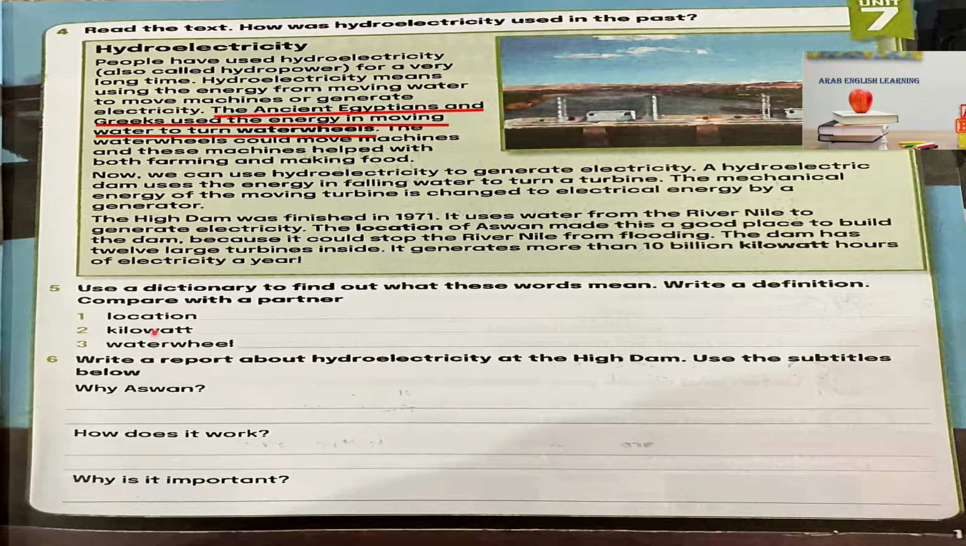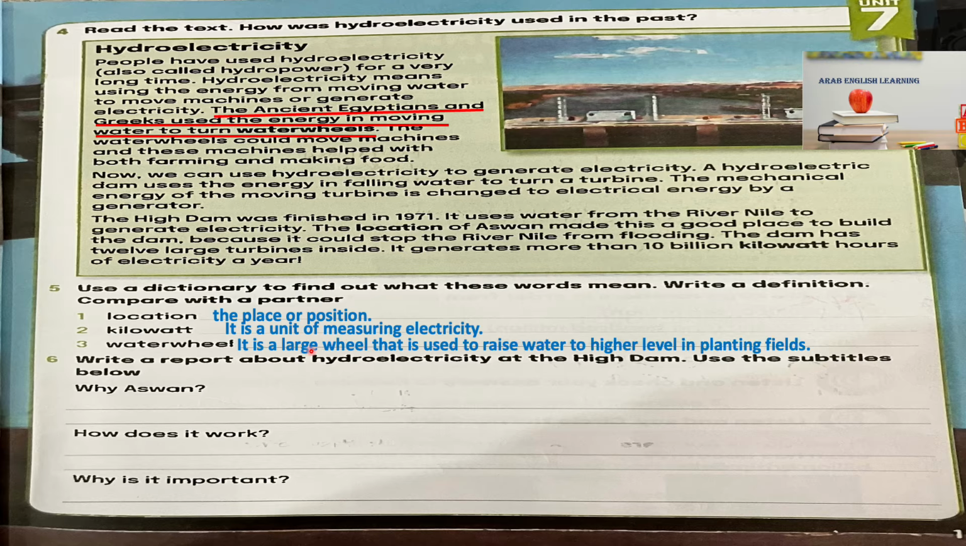Exercise 5. Use a dictionary to find out what these words mean. Write a definition. Compare with a partner. Number 1. What does location mean? Location is a place or position of something or some place. Number 2. What is a kilowatt? It is a unit of measuring electricity. 3. What is a water wheel? It is a large wheel that is used to raise water to a higher level in planting fields.